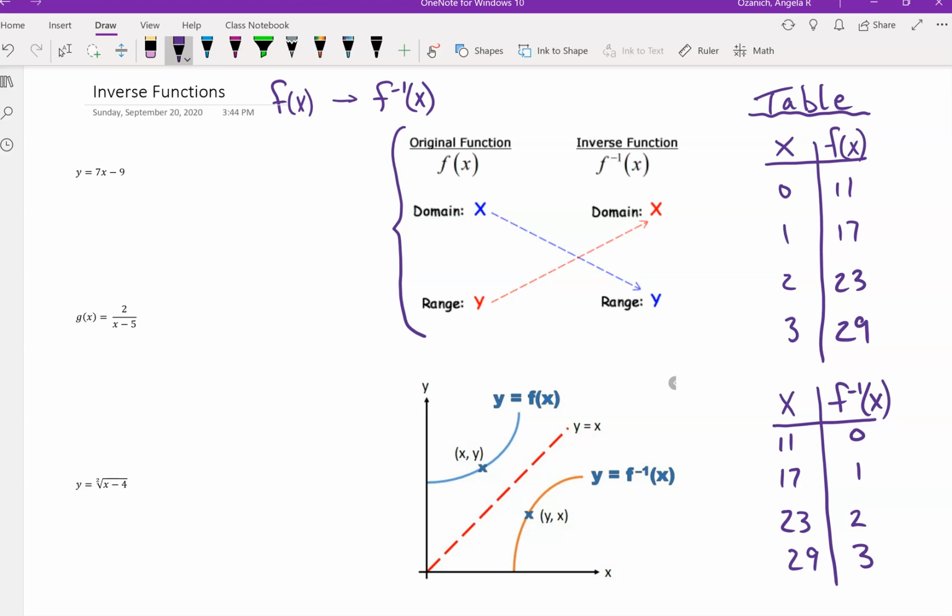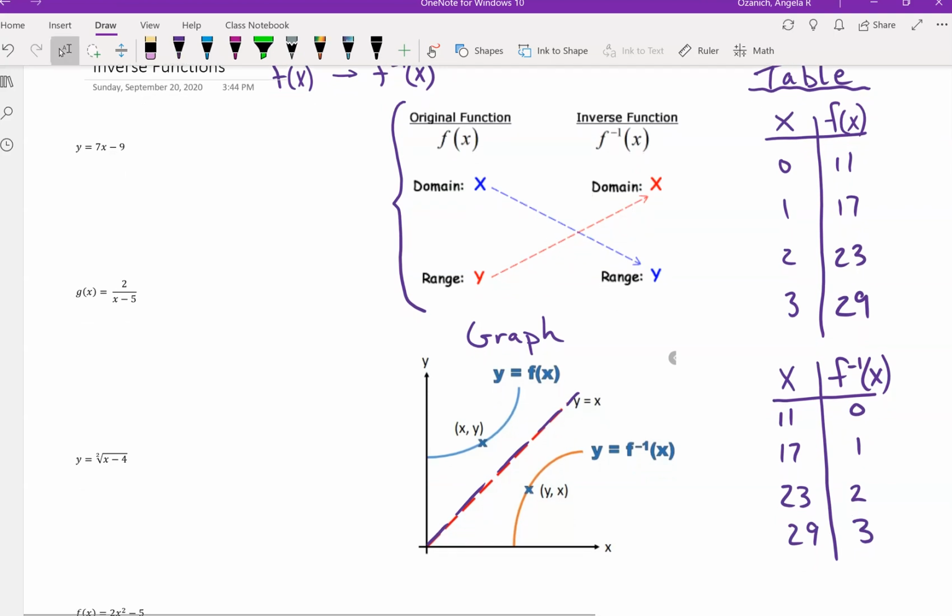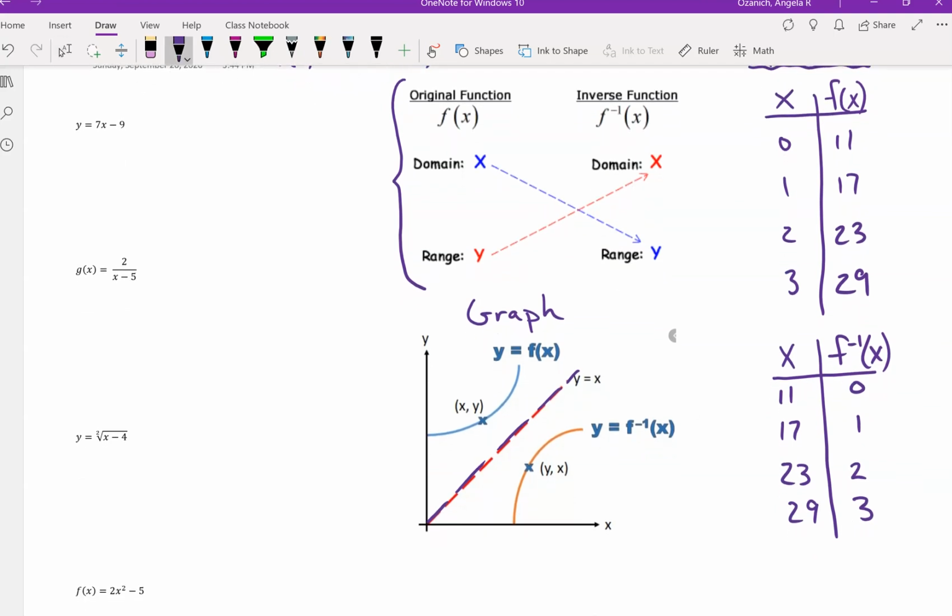Another way to look at inverse functions is to look at them with respect to their graph. So graphs of inverse functions are going to be the reflection of each other over the line y equals x. And then this idea of your domain and range is going to come into play as we talk about what makes a function an actual inverse. And one of the things that has to happen is you have to have what's called a one-to-one correspondence.